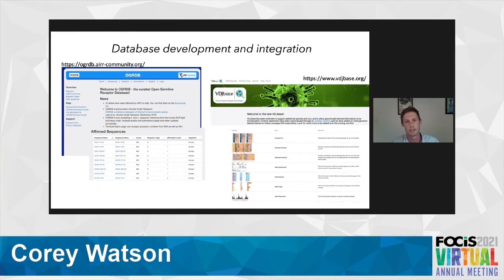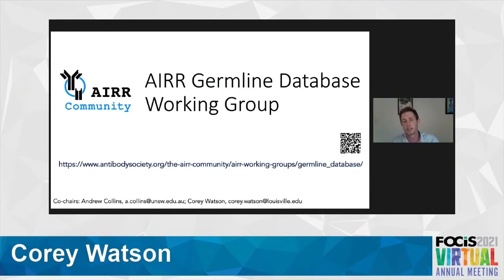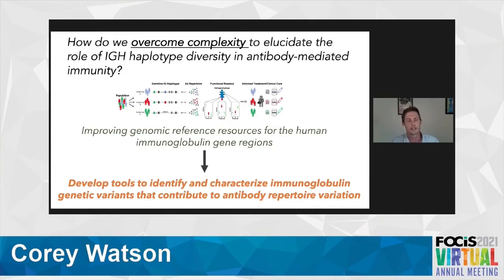Two of the main databases that the AIRR-C Germline Database group has been involved in are OGRDB and VDJbase. Those are shown here. The idea is that we're trying to build more comprehensive databases for sharing these genes. So again, if anyone is interested in these activities, you can find us usually through a quick Google search, the AIRR Community Germline Database working group, with the links down there, or reach out directly to Andrew. Okay, so that's a Germline Database overview.